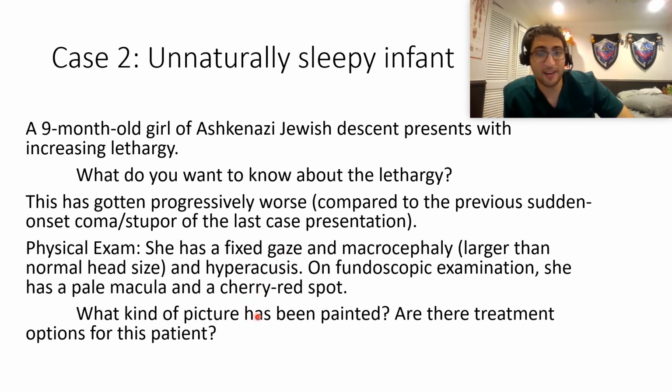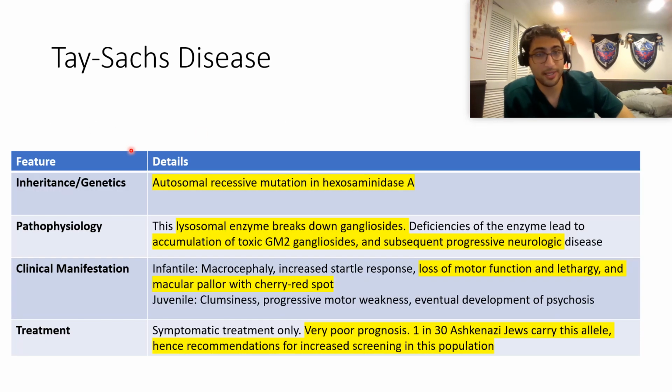What kind of picture has been painted to you? And do you think there are treatment options for this patient? From the way I said that, you're probably thinking no, in which case you'd be right. This is Tay-Sachs disease. It's an autosomal recessive mutation in hexosaminidase A. This lysosomal enzyme breaks down gangliosides. Deficiency of the enzyme leads to accumulation of toxic GM2 gangliosides and subsequent progressive neurologic disease. You have loss of motor function, lethargy, and macular pallor with cherry red spots. This is a very poor prognosis.